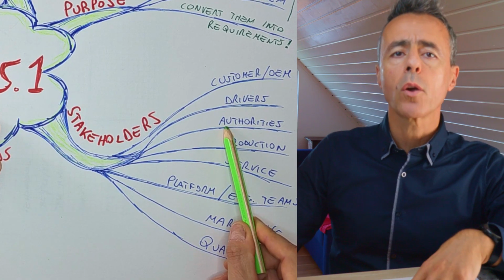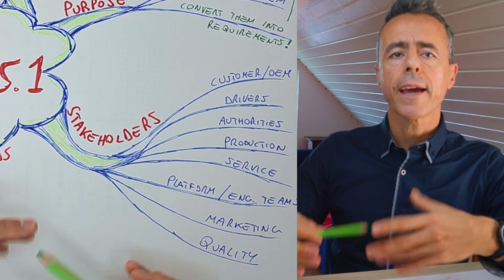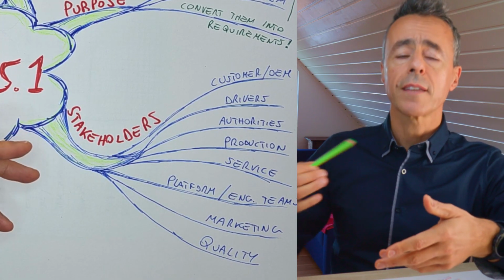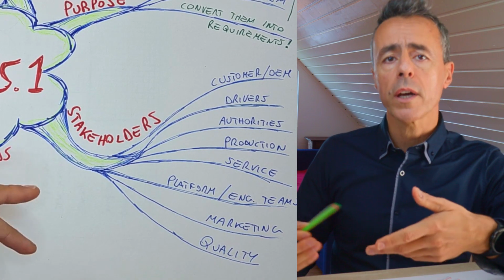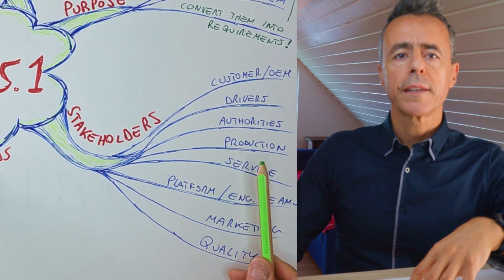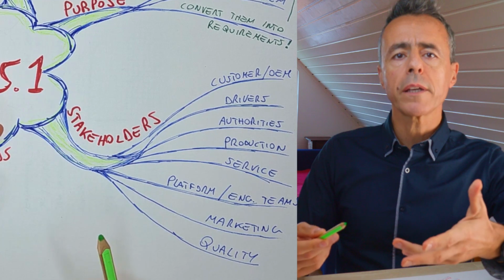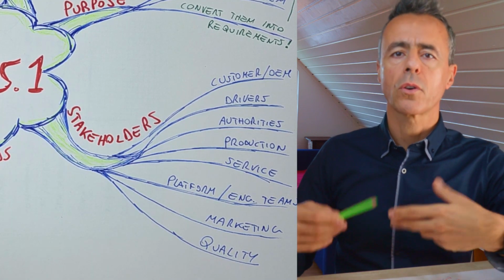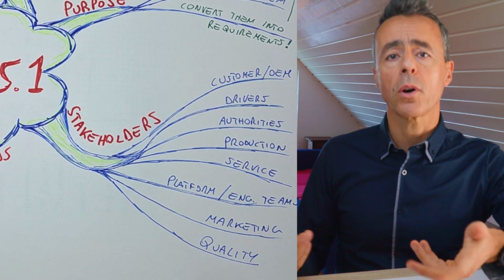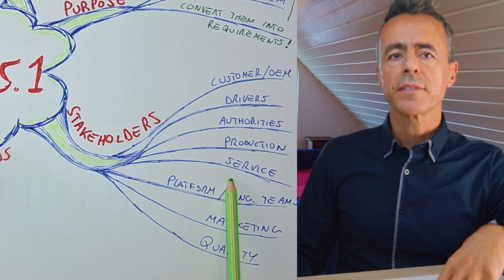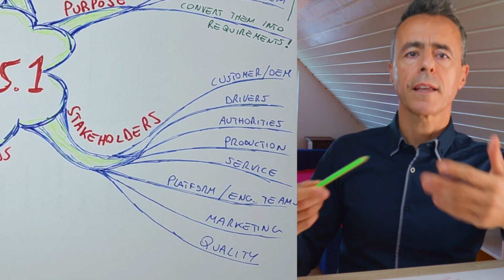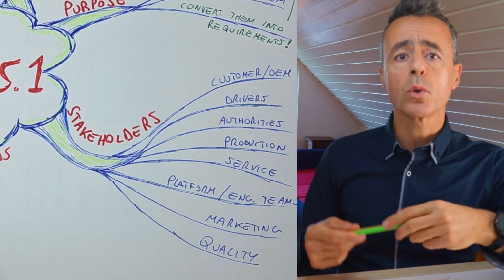Then we have regulatory authorities. They care for compliance with emission standards, safety regulations, cybersecurity, and homologation requirements. Then we have production and manufacturing. They care for the ease of assembly, materials, robust connectors, or, for example, consistent software flashing process. Then we have service and maintenance. They care about remote update capability, standardized interfaces for service tools.